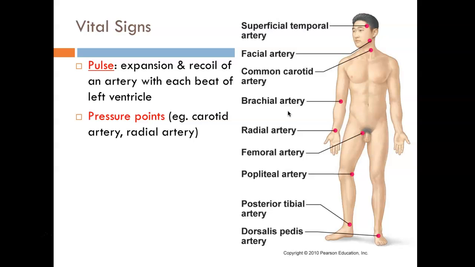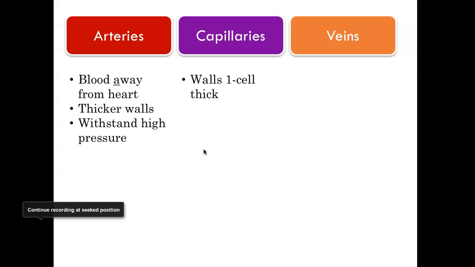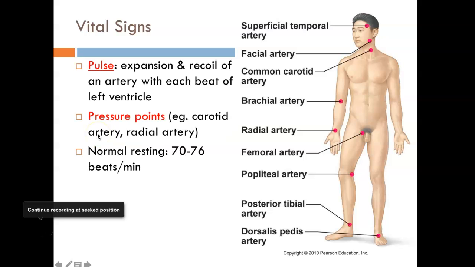And then your pressure points are going to be your carotid artery and your radial artery. Those are going to be the two places, the carotid artery and the radial artery, where you're going to feel the pulse the best.